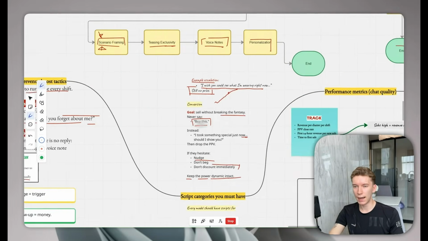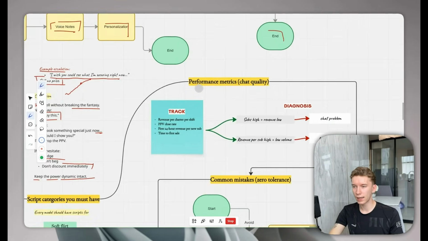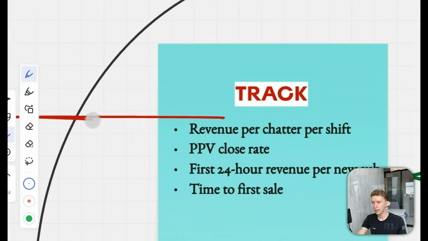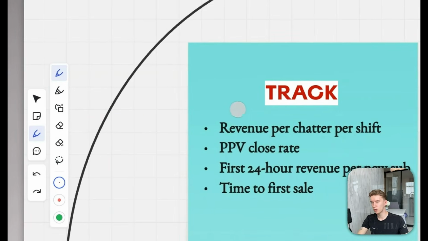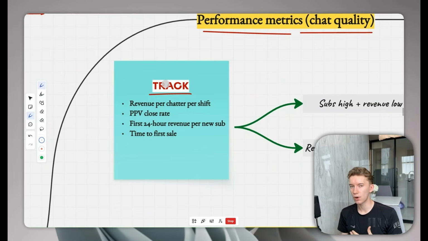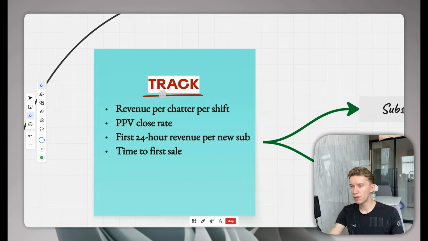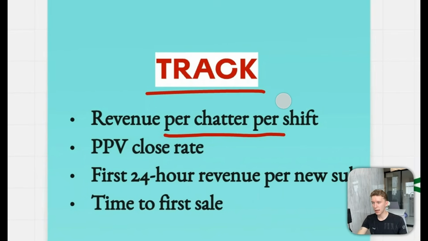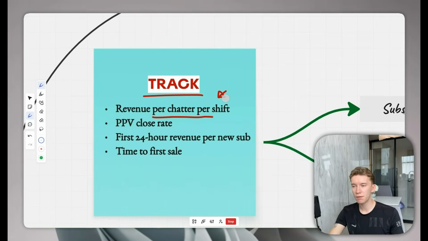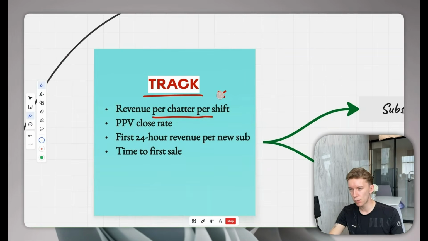So let's talk quickly about the performance metrics and the chat quality. In terms of tracking, it's really important when you're running chatters and an agency to keep everything on track. This means your revenue per chatter shift. Every chatter's revenue you need down on a Google Sheet. FanView CRM or OnlyFans CRM will track it, but you also want to keep track of it as well.